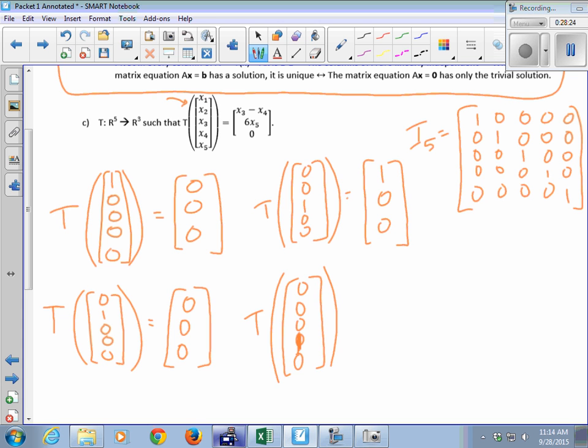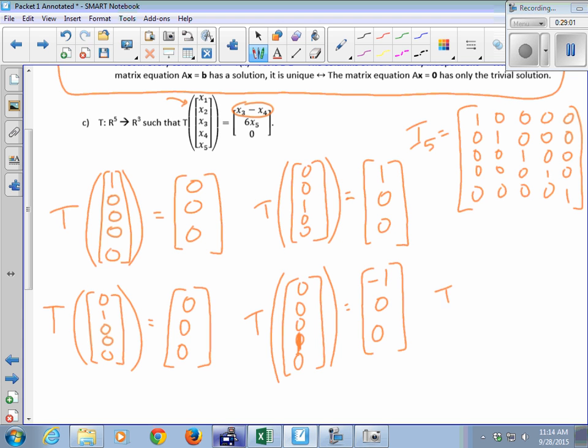Then T of 0, 0, 0, 1, 0. Sorry, I'm a little slow. So for the third iteration it is x3 minus x4, and I'm plugging into that. I did 1 minus 0 and got 1. In this case now x4 is 1 and x3 is 0, so x3 minus x4 would be 0 minus 1, which is negative 1. 6x5 is 0, and 0.